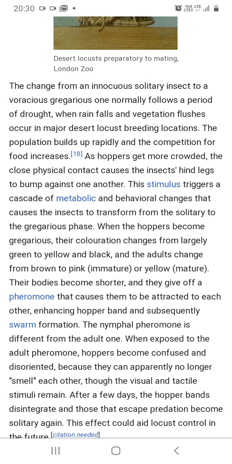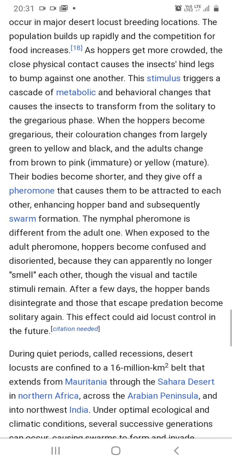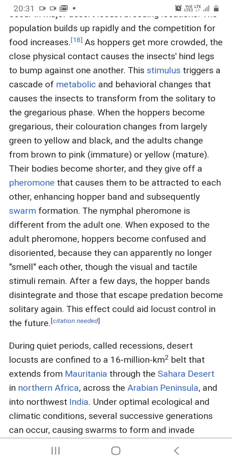The nymphal pheromone is different from the adult one. When exposed to the adult pheromone, hoppers become confused and disoriented because they can apparently no longer smell each other, though the visual and tactile stimuli remain. After a few days, the hopper band disintegrates and those that escape predation become solitary again. This could aid locust control in future.